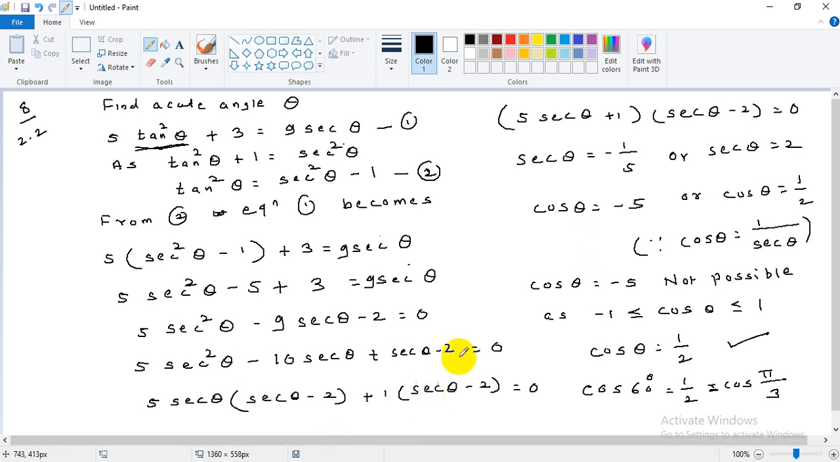So first we calculated the value of sec theta, from that we got cos theta, and then we applied the result that cos theta always lies between minus 1 and plus 1, so it can never be minus 5. So this value is discarded. So now what is the acceptable value? Sec theta is 2, which means cos theta is 1/2. That is acceptable because you have one angle, 60 degrees, whose cos is 1/2. And 60 degrees is an acute angle. That is what they asked you: find the acute angle theta.